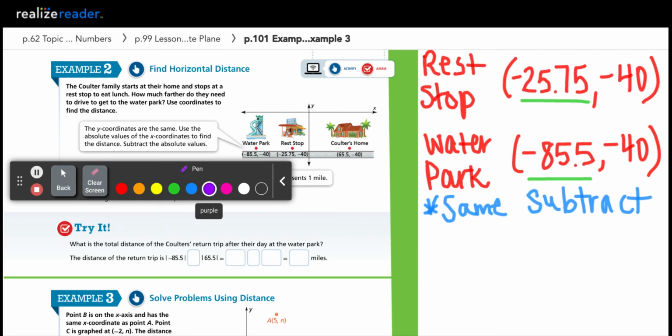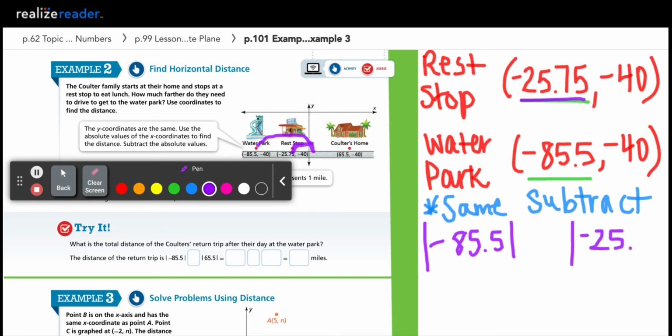Well, I can figure out what distance that water park is from the y-axis. Well, the water park is -85 and 5/10ths from that y-axis. So I will find the absolute value of that and use that information to help us. Now I can also find how far the rest stop is from the y-axis. Well, if I do the absolute value of that -25 and 75/100ths, that distance will help us to find the distance between these 2 points.